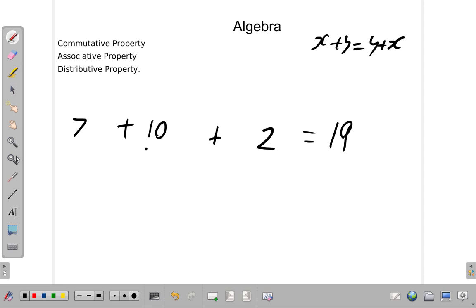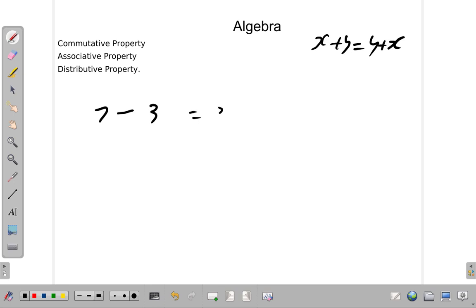Now, let us try subtraction. Let's see if subtraction has commutative property. Suppose we have, let's say, 7 minus 3. Is it the same as 3 minus 7? 7 minus 3 is 4. If you take 3 from 7, you're left with 4. But 3 minus 7 is going to be negative 4.